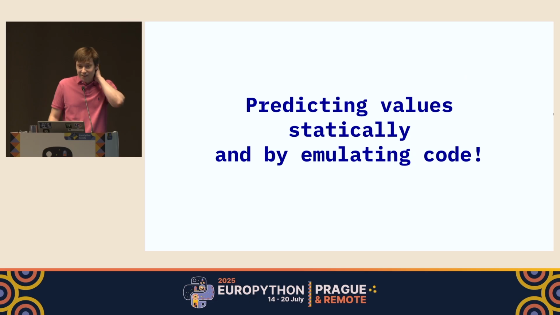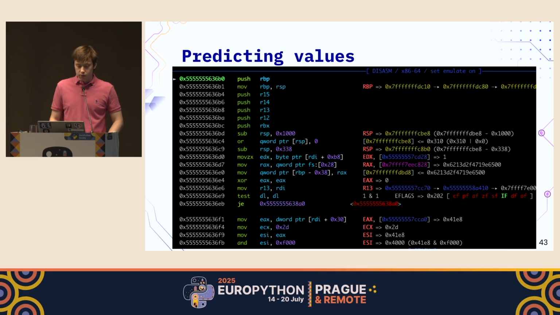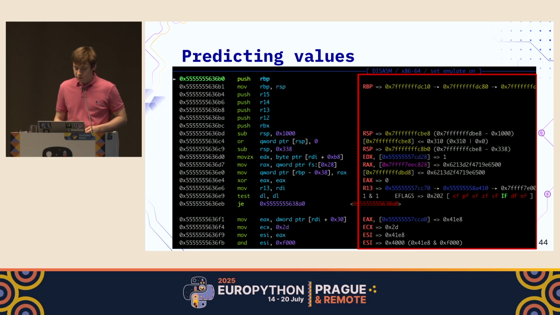And we also predict values, both statically and also by emulating code. And that's also how we know whether a jump is taken or not, by the way. For example, here you can see those instructions on the left side, but on the right side you can see a bit of bloat, but basically those are the values of the CPU registers and sometimes memory that will be set by the instructions on the left.